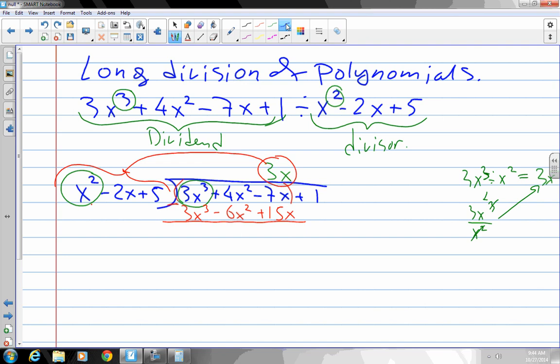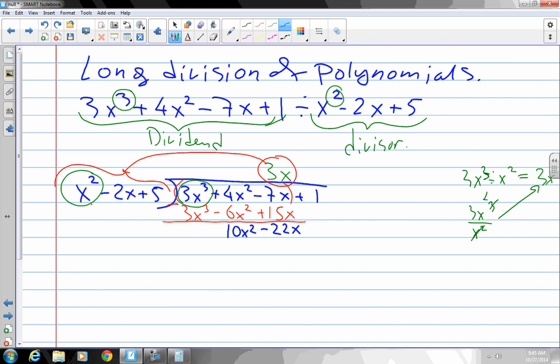So 3x cubed minus 3x cubed goes away. They cancel. And then again, pay attention to the signs. You have 4x squared minus negative 6x squared. So it's 4 minus negative 6, which is positive 10. So it's 10x squared. It basically changes the sign. And then we have negative 7x minus 15x. So negative 7 minus 15, what does that give you? Well, 22, but yes, negative 22x.